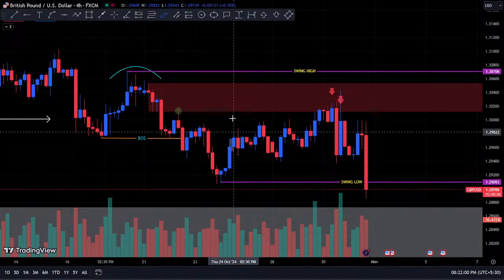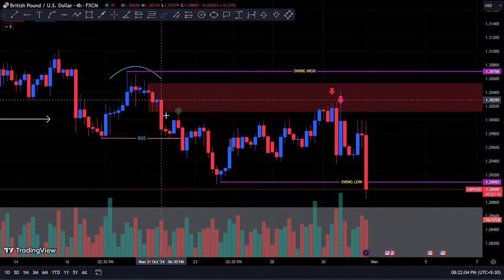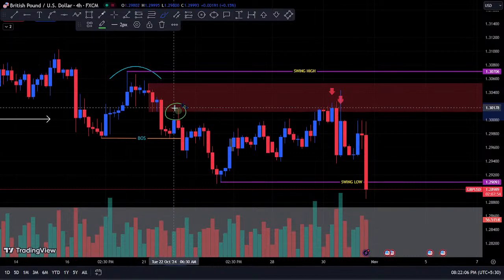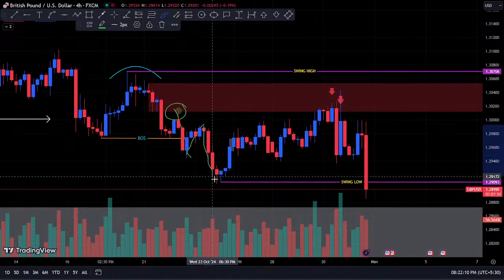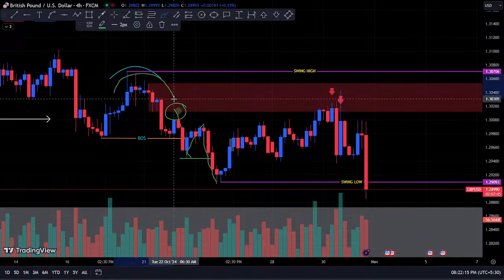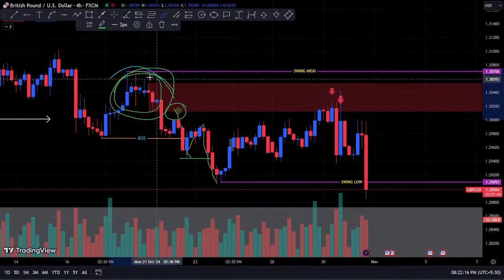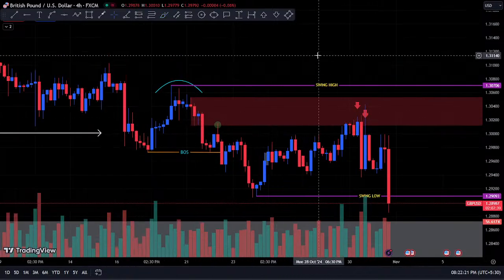Does the price respect the particular zone that we have drawn on the charts? Okay, so when I saw a mitigation, then we had a pullback, then a break of structure, then a pullback, and then we again broke the structure. So this right now is the ultimate supply zone, with actually three confirmations.